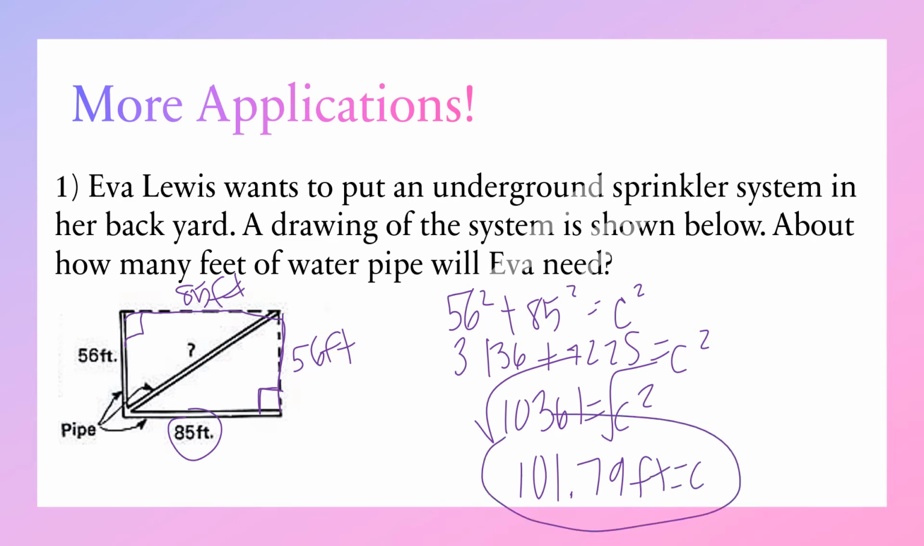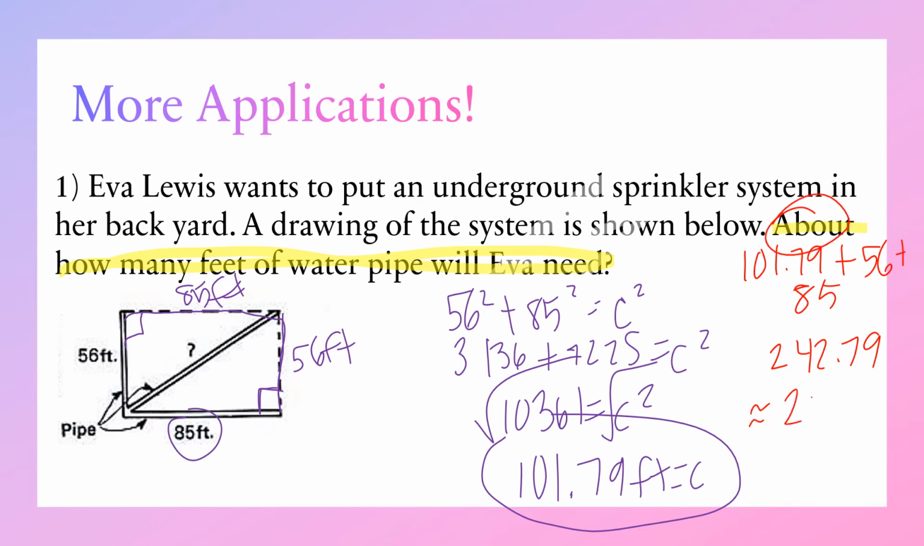Now, a lot of these questions are going to have 2 parts to them. You always need to read through the question. This is asking about how many feet of water pipe will Eva need. So we know that the pipe that we just found is 101.79. The width is 56 feet, and the length is 85 feet. If I add those 3 together, I get 242.79.